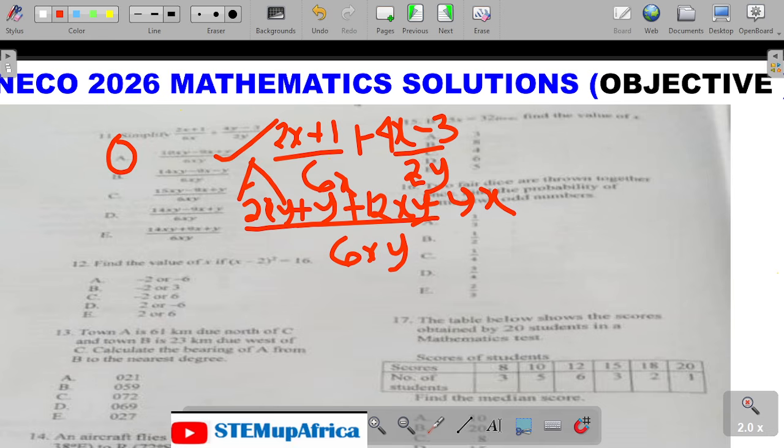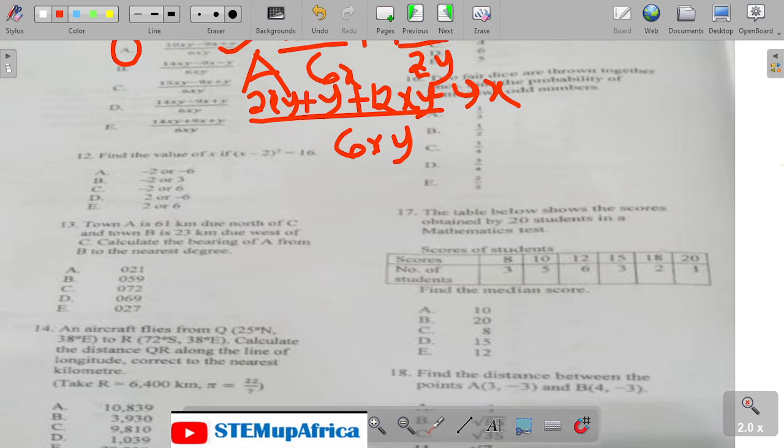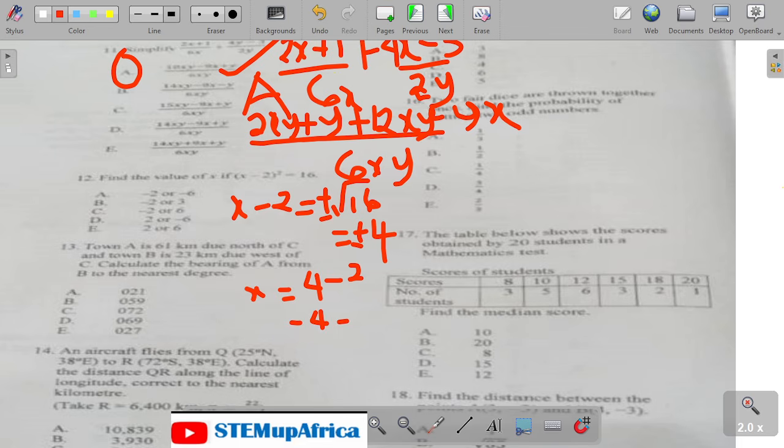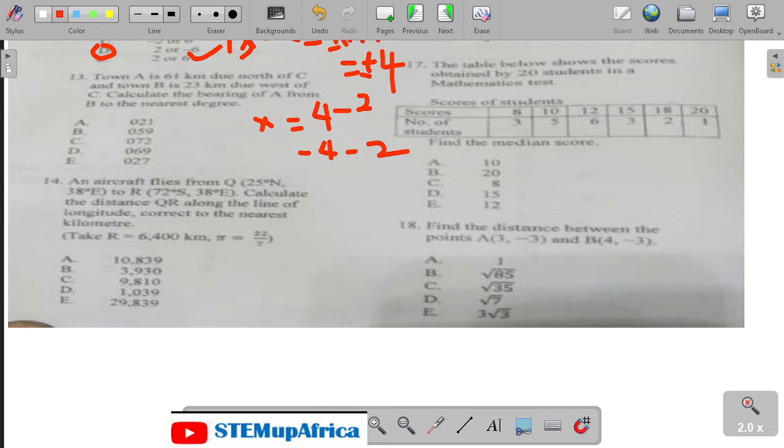So to find x, all you have to do is to take the LCM. Now, we should find the value of x. So we have x minus 2 giving us plus or minus the square root of 16, which is plus or minus 4. So my x is now what? 4 minus 2 or minus 4 minus 2. So we're having 2 and minus 6, which is option D. The correct answer is D. Let's go to 13.